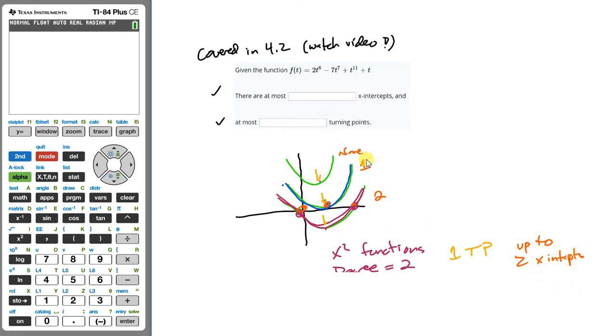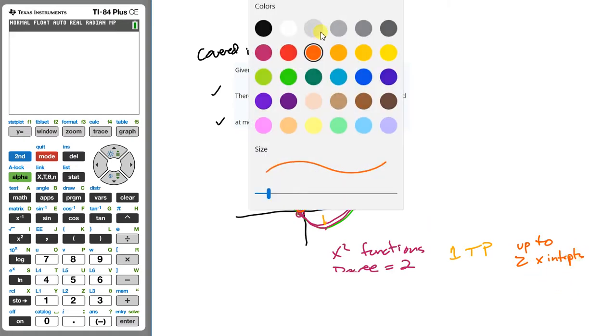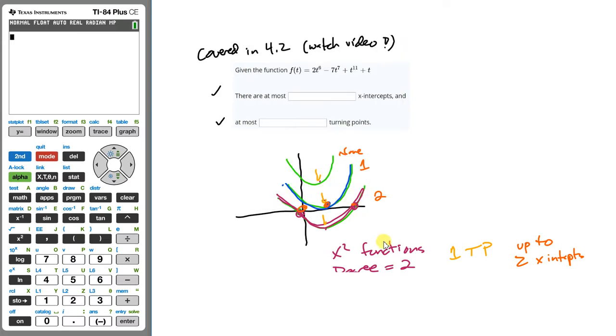Okay, notice the degree is 2. So that kind of just reminds you of what's going on. When you have a certain degree on your polynomial, the number of turning points is 1 less than the degree, and the number of x-intercepts can go right up to whatever the degree number is.